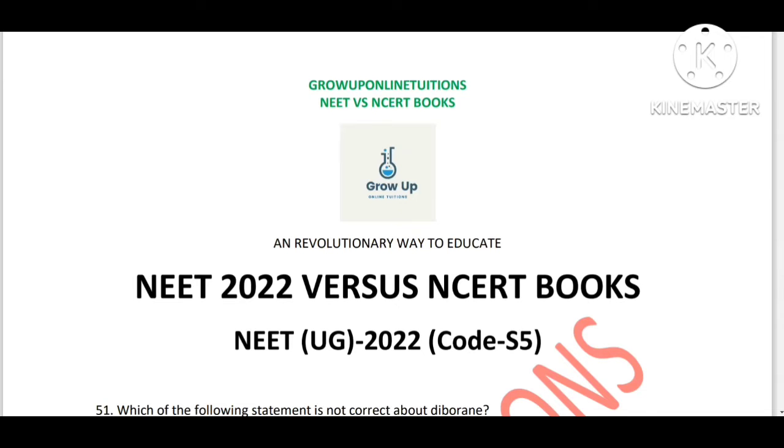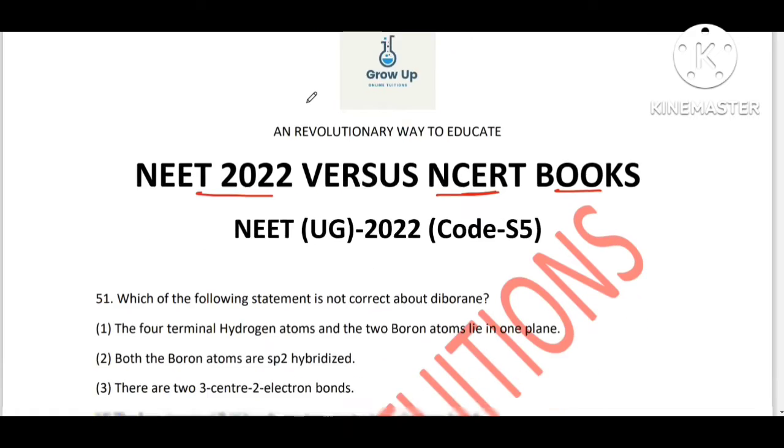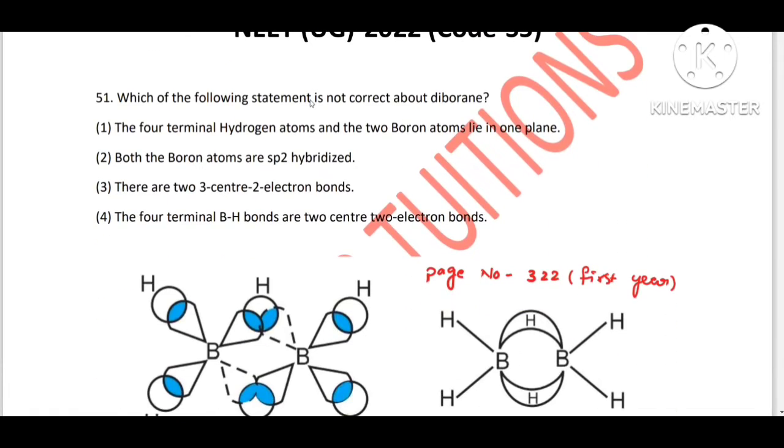Today in this video we are going to discuss the NEET 2022 question paper answer keys versus NCERT books. Now let us discuss question 51. Which of the following statements is not correct about diborane? According to the diborane concept, among the four options, one statement is not correct and the remaining three are correct. We have to identify that incorrect statement.